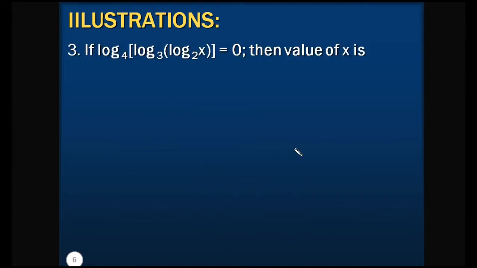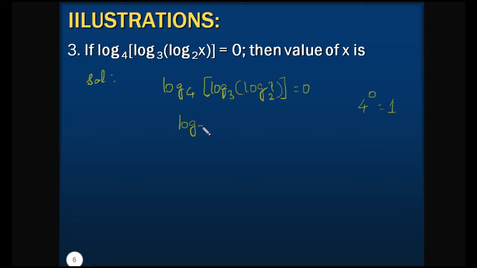Let us solve the third illustration. Here the question looks confusing, but it's easy to solve from the transformations. So solution. First we'll write the question, that is log 4, log 3, log x to the base 2, this is equals to 0. From transformations, we can raise this 4 to the power 0, right? So that is nothing but any number to the power 0 is always 1. So we can write it as 1 on the right hand side.